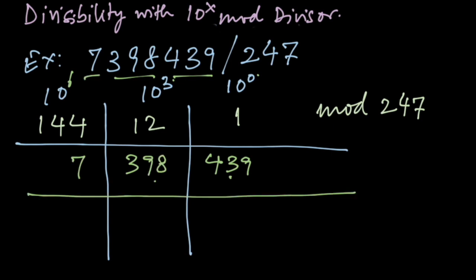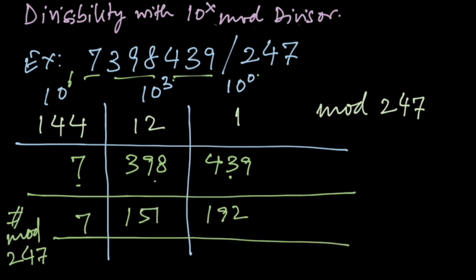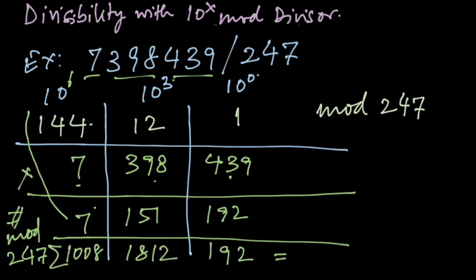Then we will take the remainder for these 3 numbers. So the remainder of 7 remains 7. 398 divided by 247, the remainder is 151. 439 divided by 247, the remainder is 192. Now we are going to individually multiply each part. So 144 times 7 is 1008. 12 times 151 is 1812. 1 times 192 is 192.